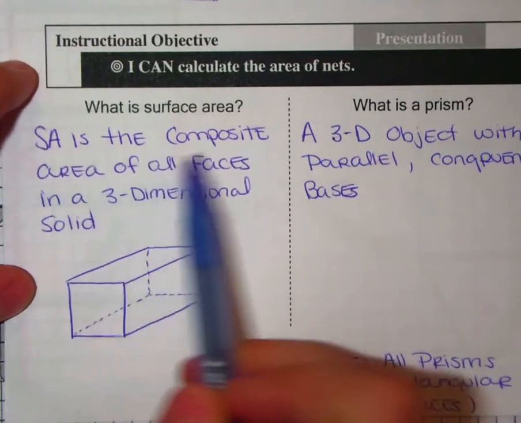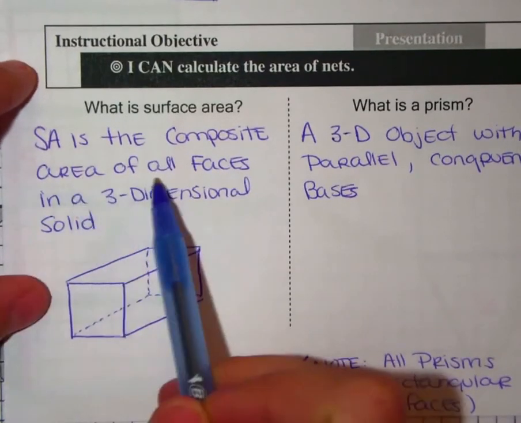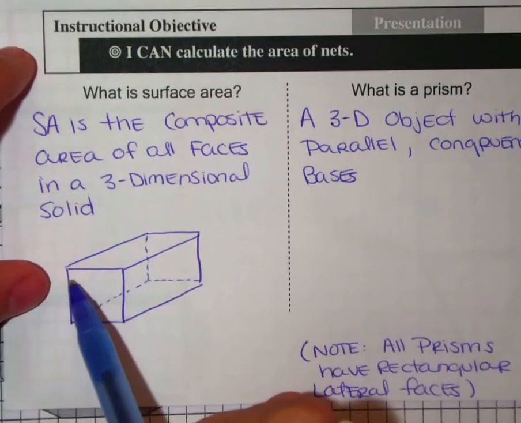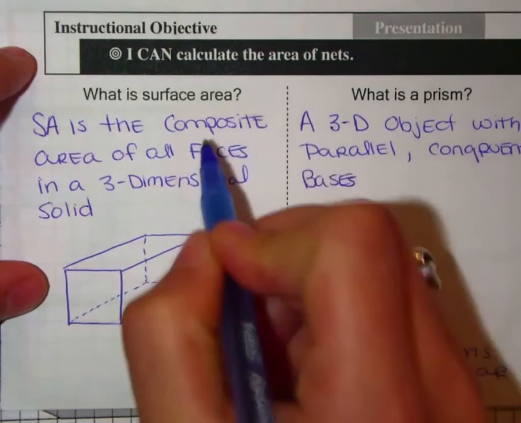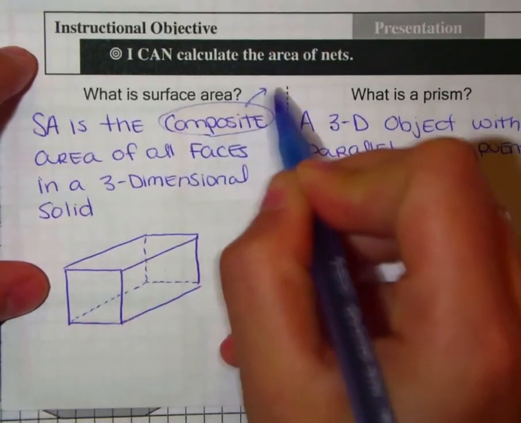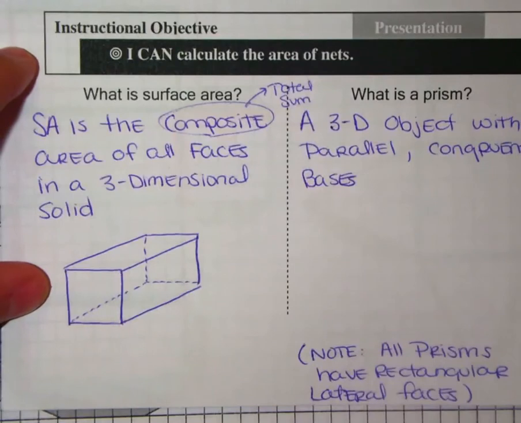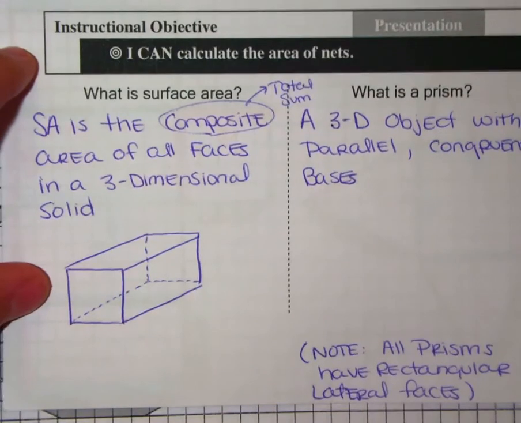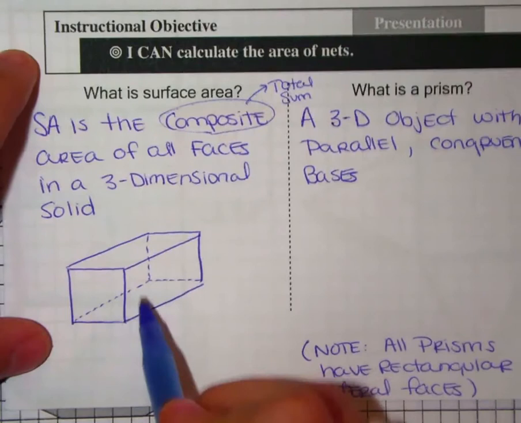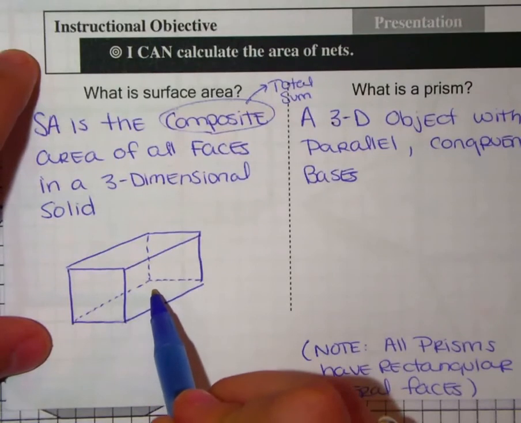Surface area is the composite area of all the faces in a three-dimensional solid. So really quick, composite, just a reminder, is kind of like the total sum. Right? So the composite area is like the total sum of all the faces in a three-dimensional solid. So here you have an example of a three-dimensional solid.